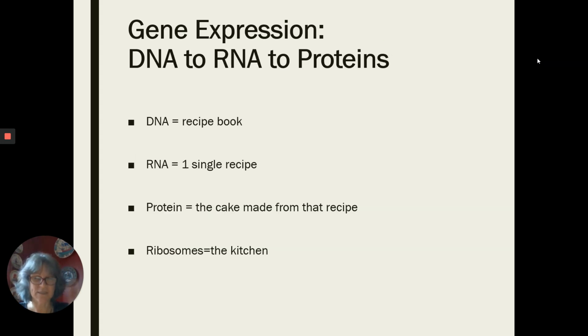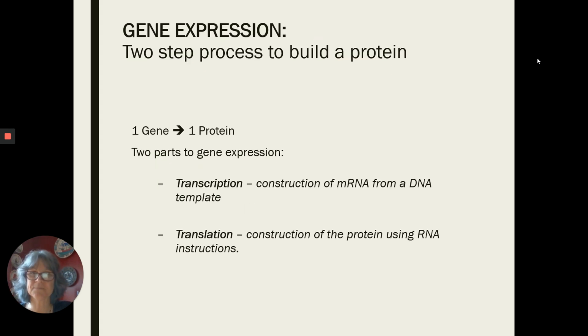So we talked a little bit when we did our eukaryotic, how all those organelles work together, about this process of going from genes to proteins, from DNA to protein, where DNA is the complete recipe book. RNA gives us one single recipe out of that book. The protein is what we're making from that recipe. And the ribosome is the kitchen. That's where I actually bake my protein, bake the recipe.